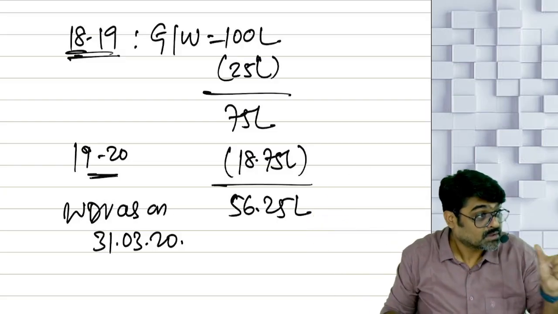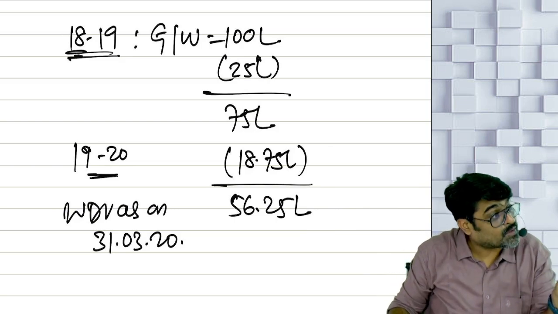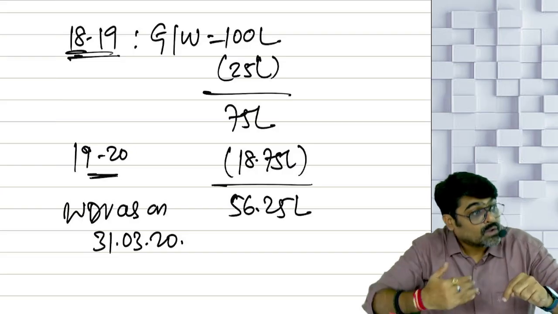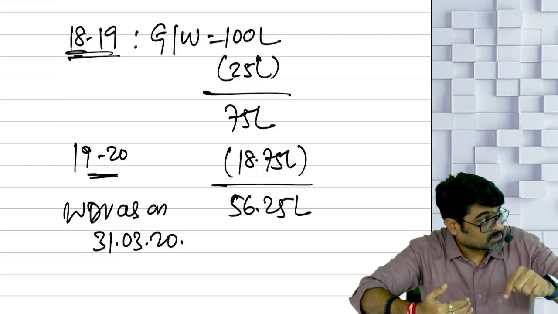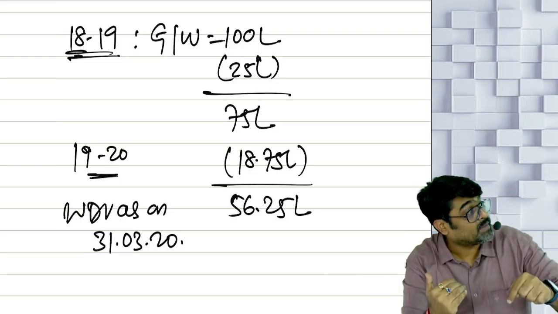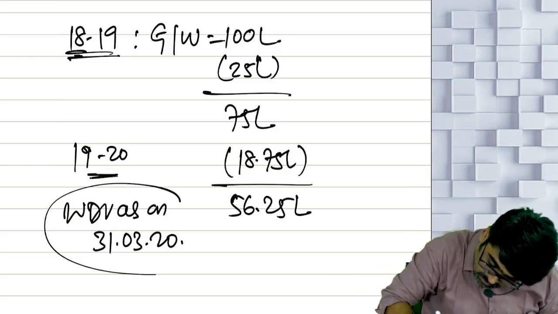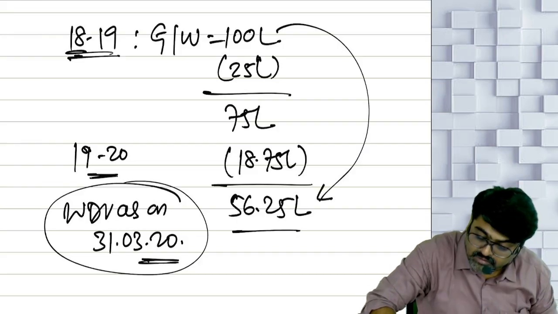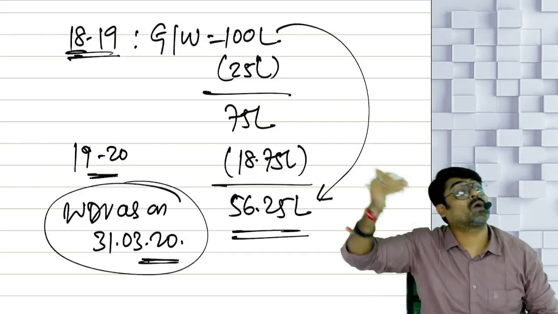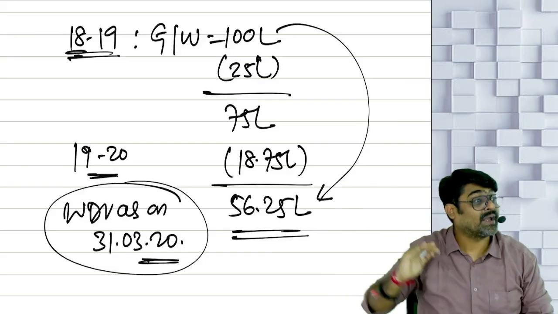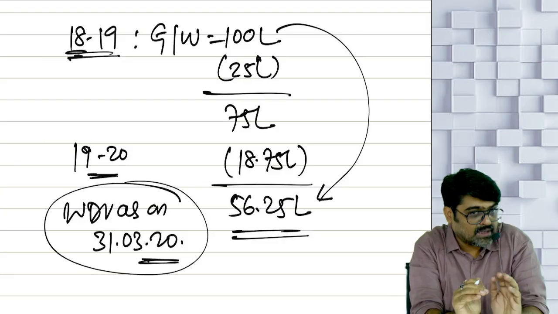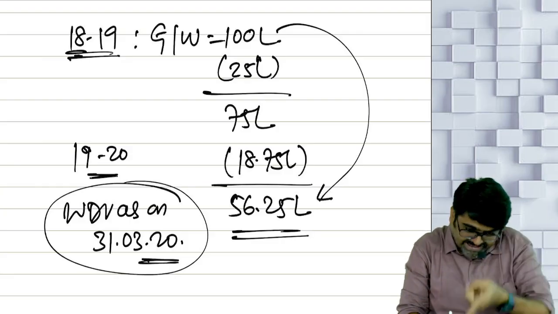No. The cost which we have already allowed in the form of depreciation will not be treated as cost of acquisition. Only the remaining cost, meaning the WDV as on 31st March 20, whatever cost remains out of this 100, will be later allowed as a deduction while calculating the capital gains. So this type of goodwill, if it was acquired, don't take the actual cost.